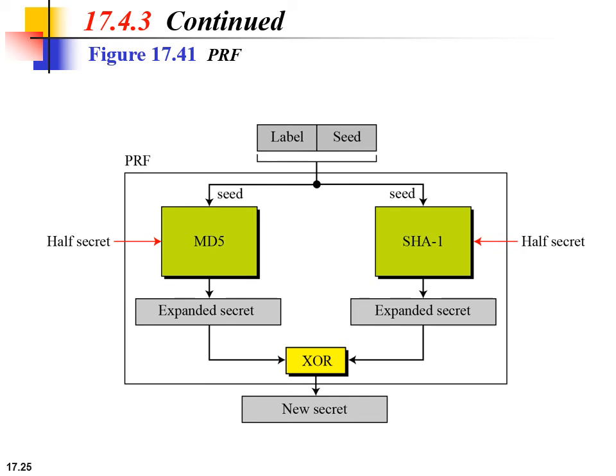Pseudorandom function. TLS defines a pseudorandom function to be the combination of two data expansion functions, one using MD5 and another using SHA-1. The pseudorandom function takes three inputs, that are a secret, a label and a seed. The label and seed are concatenated and serve as the seed for each data expansion function. The secret is divided into two halves. Each half is used as the secret for each data expansion function, and the outputs of the data expansion functions are XORed together to create the final expanded secret.